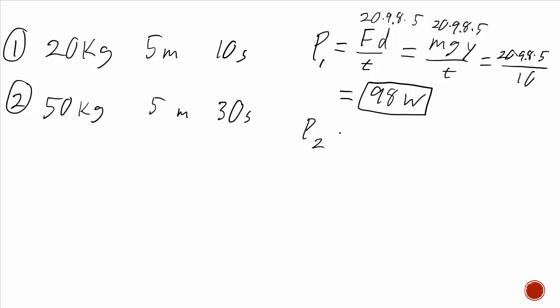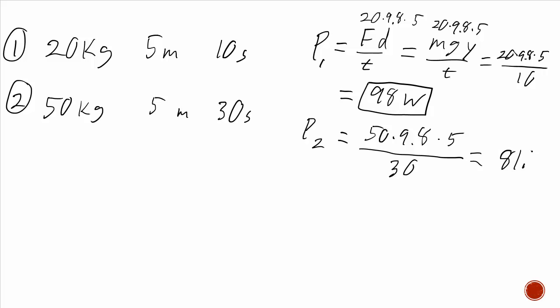Situation 2. In the other situation, we're going to have the same calculation, either way you want to look at it, but now we're going to have 50 times 9.8. We have a heavier box, requires more force to lift. Still lifting at 5 meters, so maybe we're lifting it upstairs or something. But this time we do it slower, so 30 seconds. You plug in those numbers there, and you end up with only 81.7 watts.